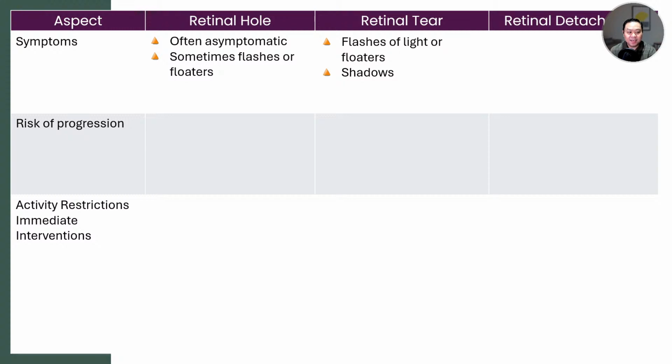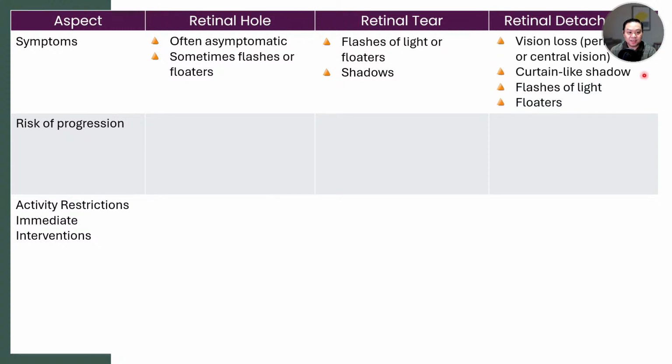Okay. Now, if you are going to have this patient with a retinal detachment, this is going to be reported as peripheral or central vision loss. This is going to be sudden. There's curtain-like shadow, flashes of light, and also presence of floaters in their visual field.